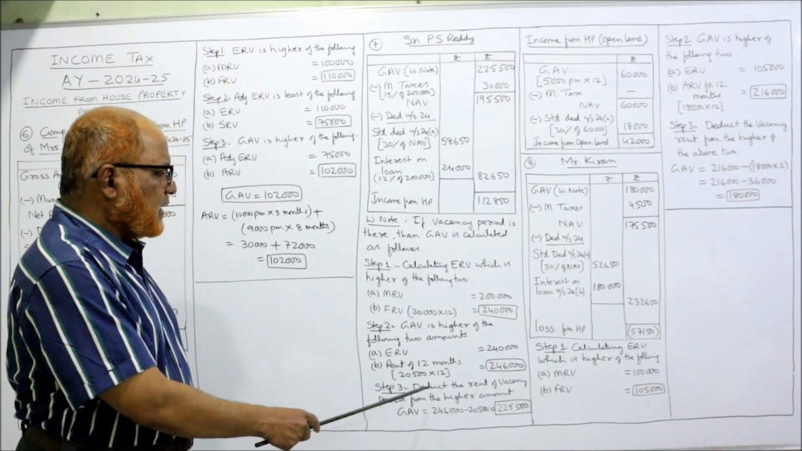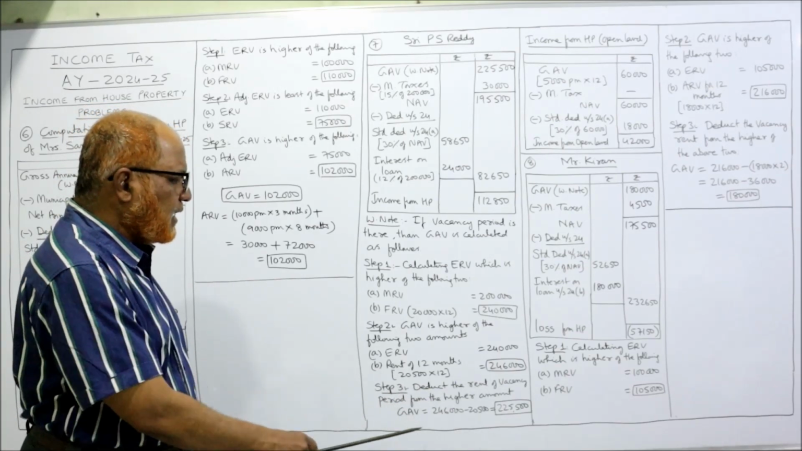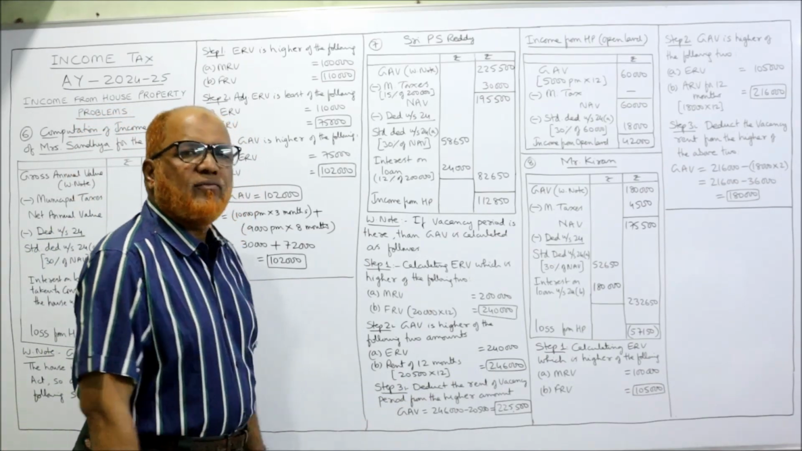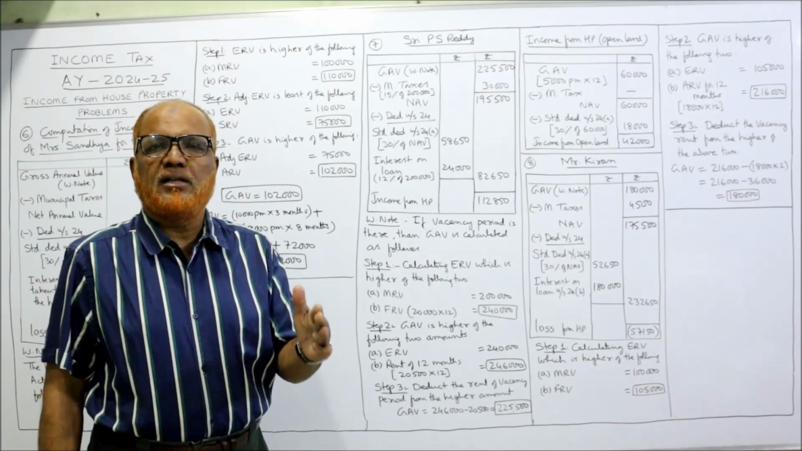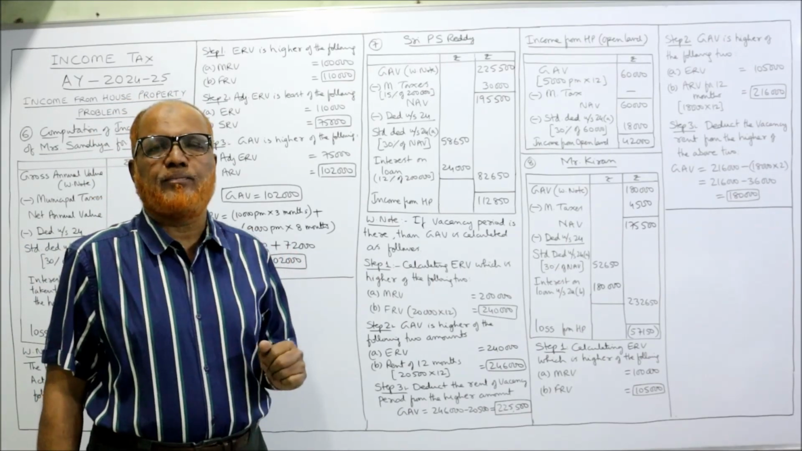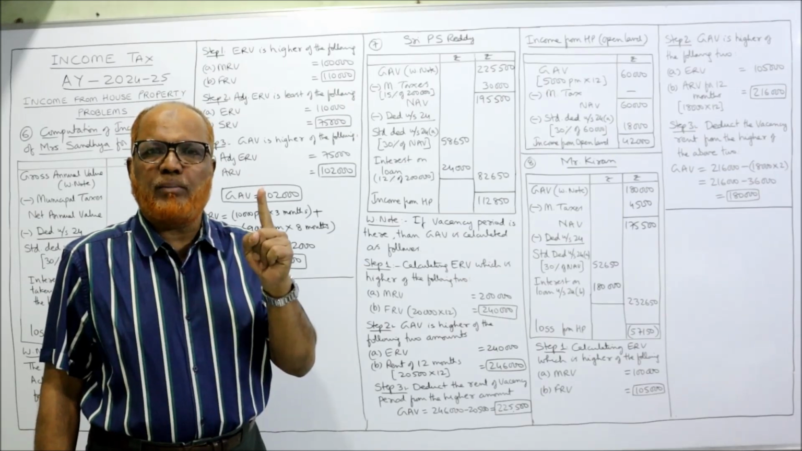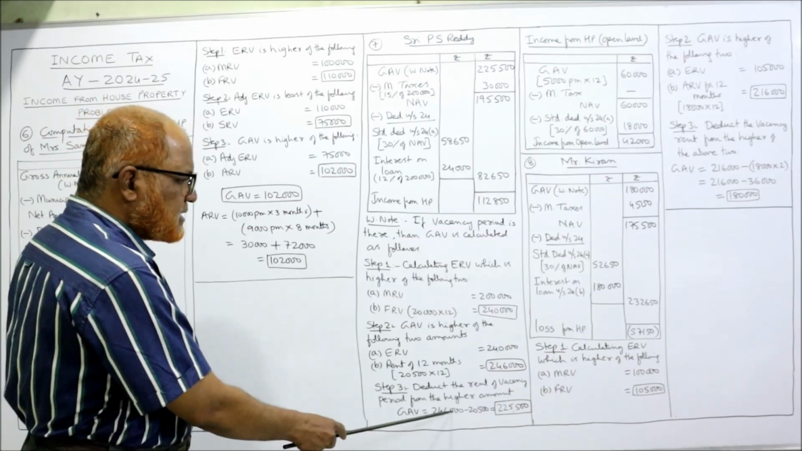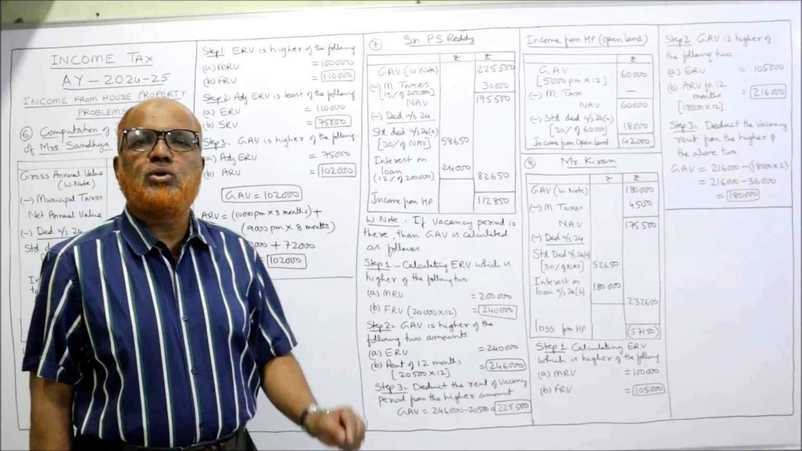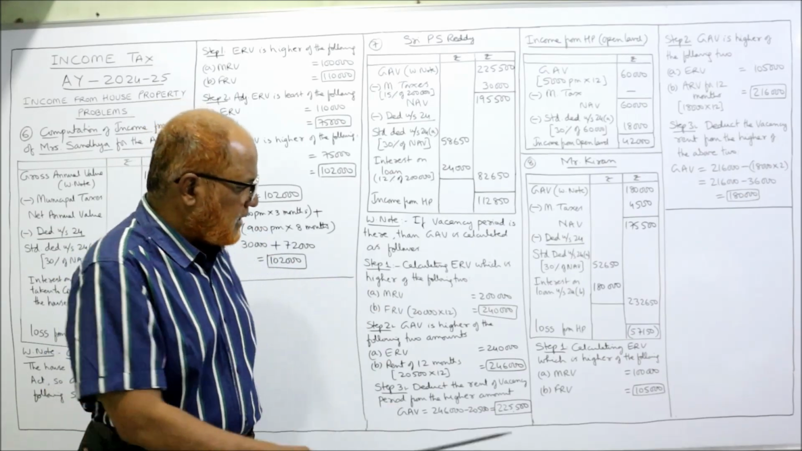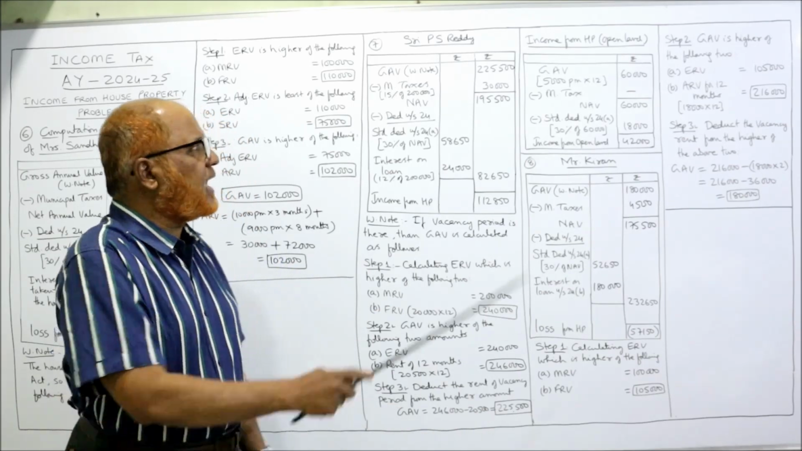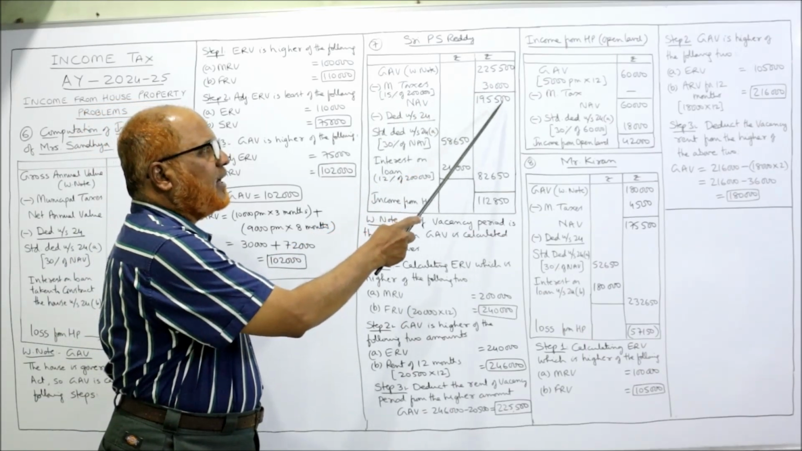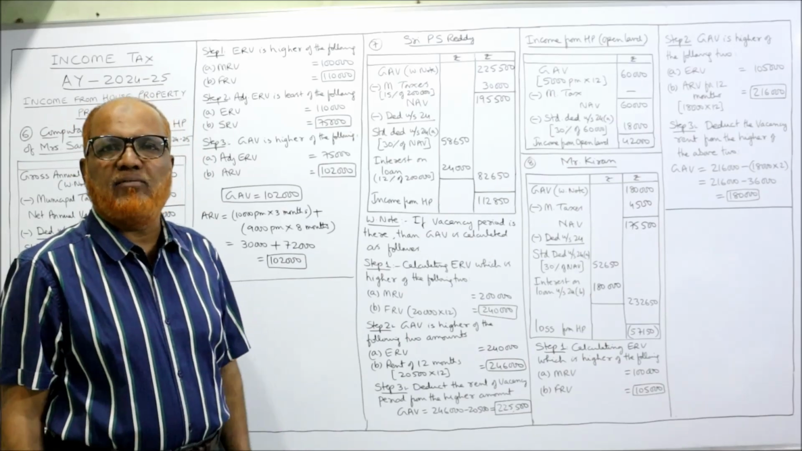Now third step is deduct the rent of vacancy period from the higher of the two. The higher of the two is 2,46,000. From 2,46,000, deduct the vacancy period rent. How many months vacant? 1 month. 1 month rent is 20,500. So 2,46,000 minus 20,500, 2,25,500. This is the gross annual value, GAV. Municipal taxes 15% of 2,00,000, 30,000; 1,95,500 is the NAV, net annual value.